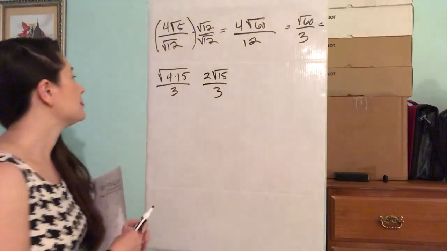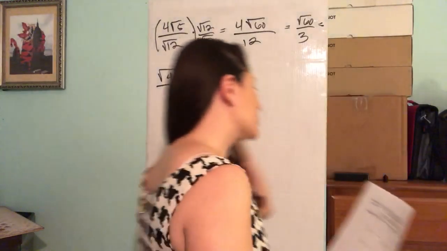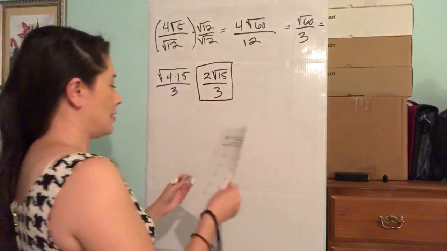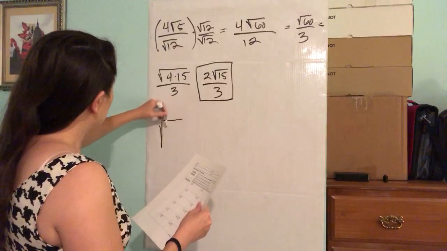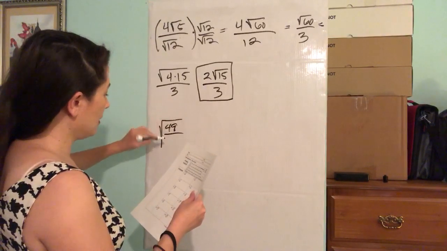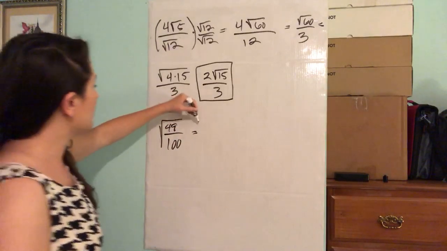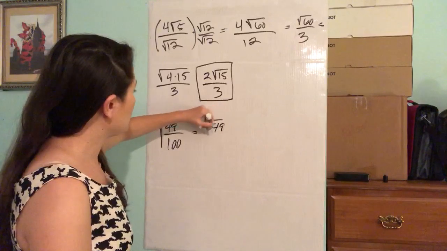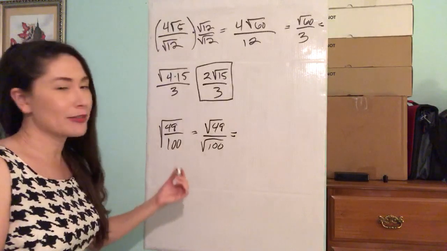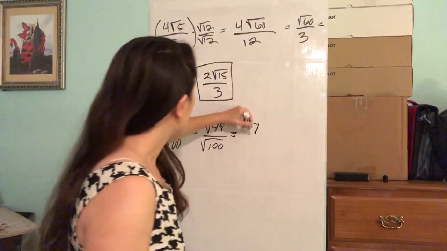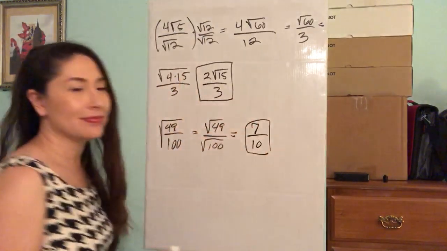Let's try another one. Okay, let's try square root of 49 over 100. Okay, so first of all, we got square root of 49 over square root of 100. What's the square root of 49? It's 7. What's the square root of 100? It's 10. And that's it.